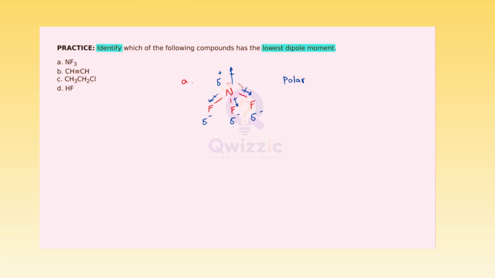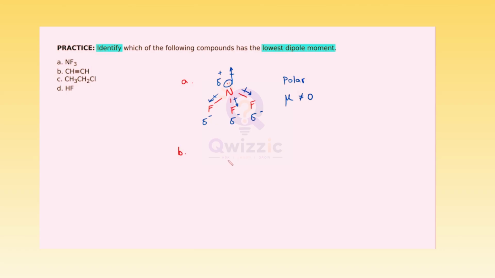The dipole moments do not cancel out because the dipole of the nitrogen fluorine bond is pointing towards fluorine in each case, but we also have a lone pair instead of an additional nitrogen fluorine bond. So that means the net dipole moment is not zero, and therefore it is a polar molecule.